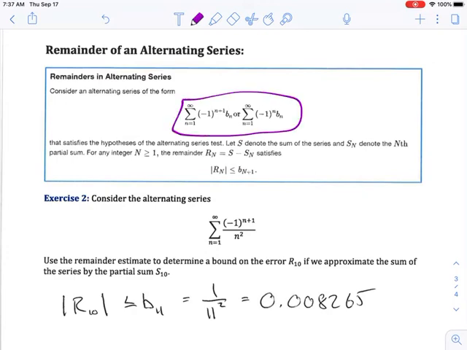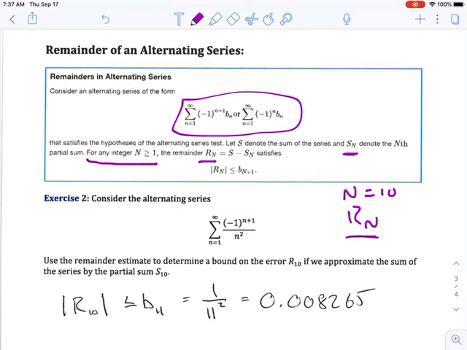And so what this is saying is that for any integer capital N greater than or equal to 1, the remainder of n, so if n is equal to 10, then r sub n, the remainder is equal to the sum of the series minus the nth partial sum. So over here, s sub n is the nth partial sum, and so r sub n is basically the remainder of the nth partial sum. So we're looking for the remainder of the nth partial sum.